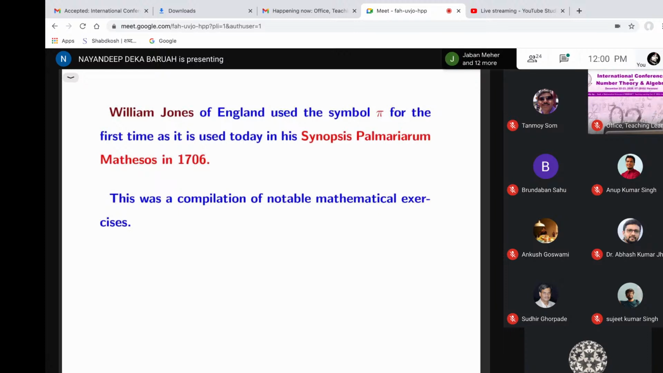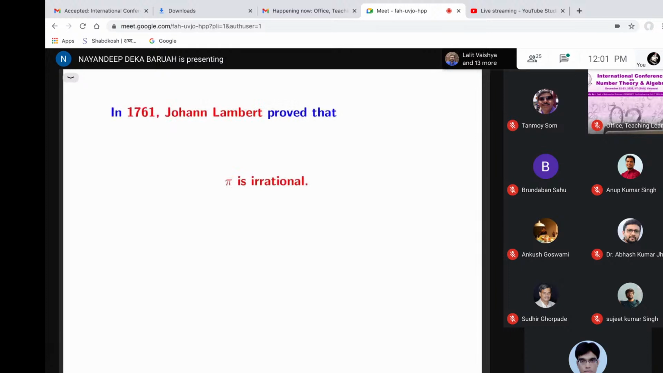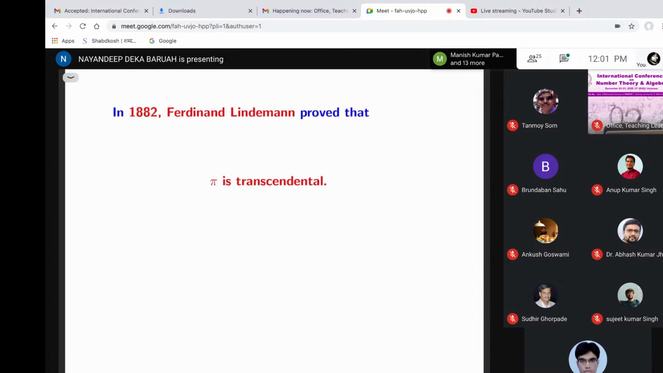Okay, and in 1761, Lambert proved that pi is irrational, and Ferdinand Lindemann in 1882 proved that pi is transcendental. Those are well-known facts. This method was used for many years. In fact, in 1946, Ferguson used this trigonometric formula in Gregory's series to calculate 808 digits of pi.